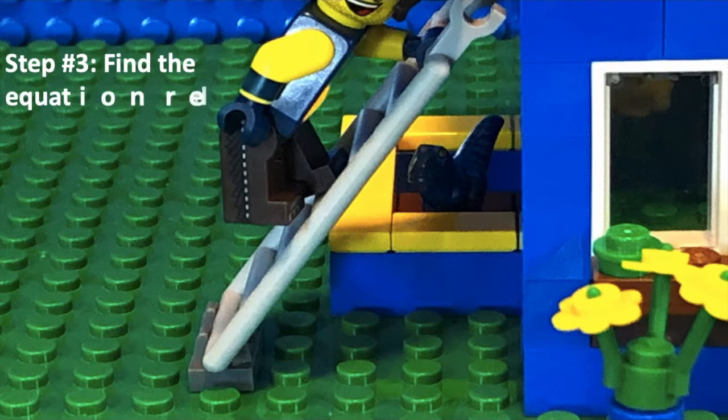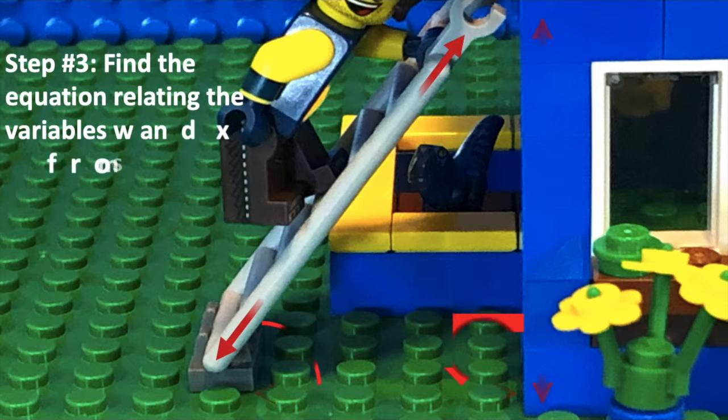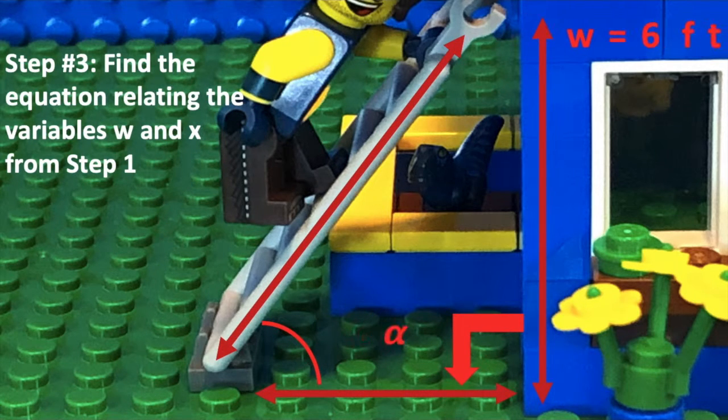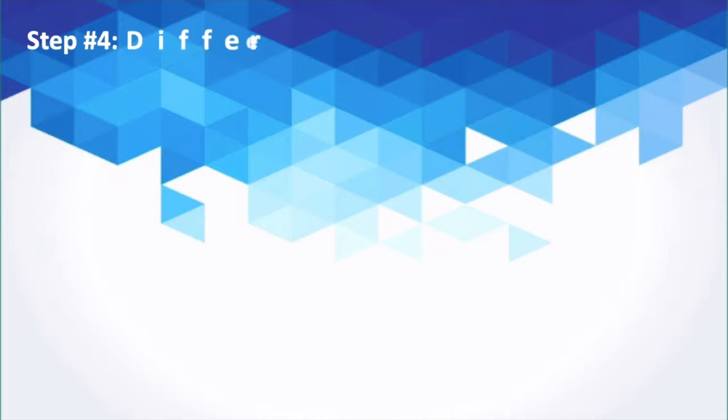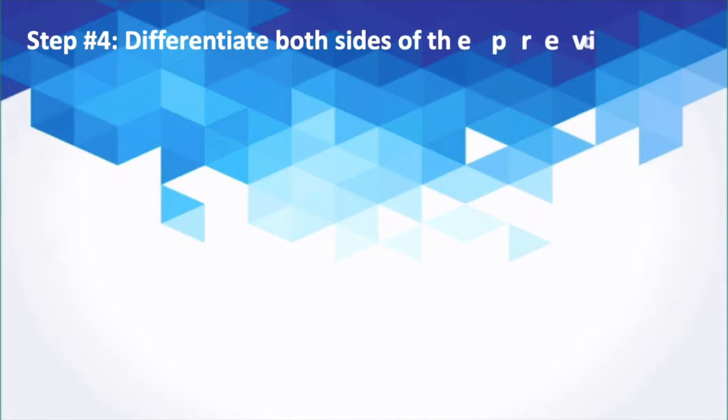Step 3. Find an equation that will relate the variables, in this case, w and alpha. In this case, we can use the trig functions because we have a right triangle. So we can say that sine of alpha equals opposite over hypotenuse. In this case, w over h, and our h is a constant, 27 feet. So it's safe to say sine of alpha equals w over 27. Step 4. Differentiate both sides of the equation and use the chain rule.